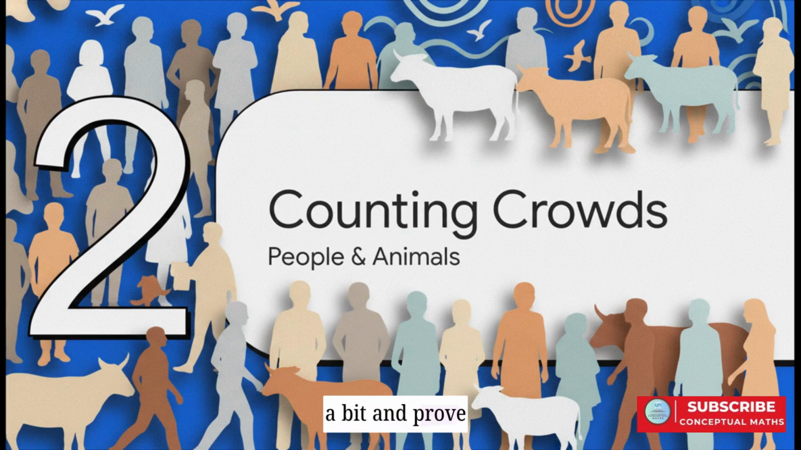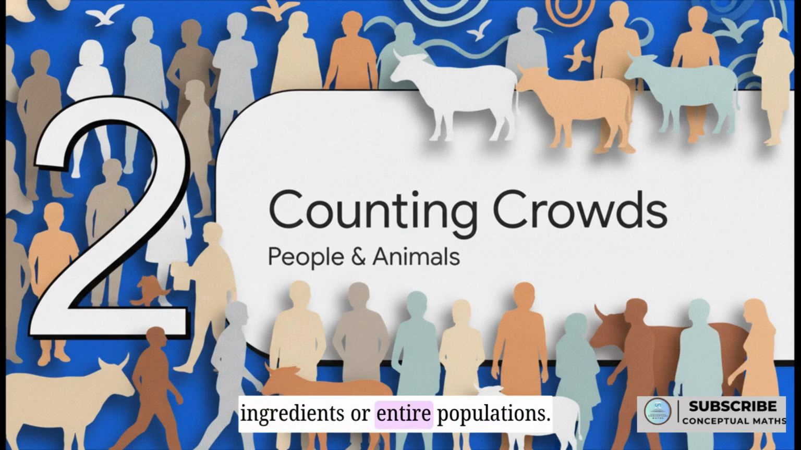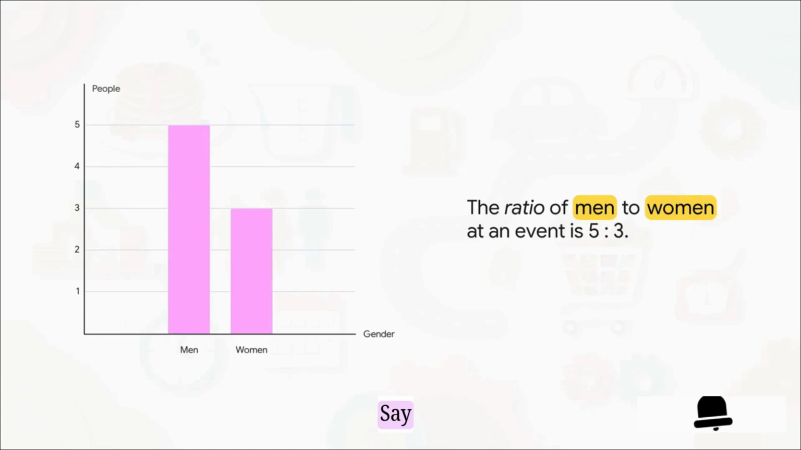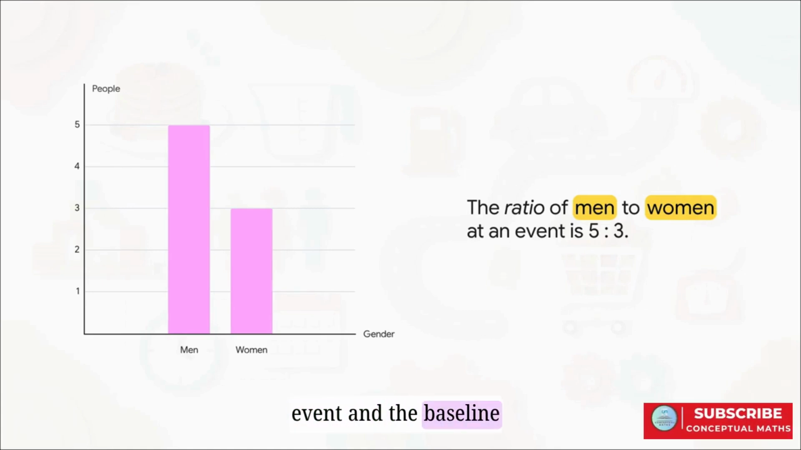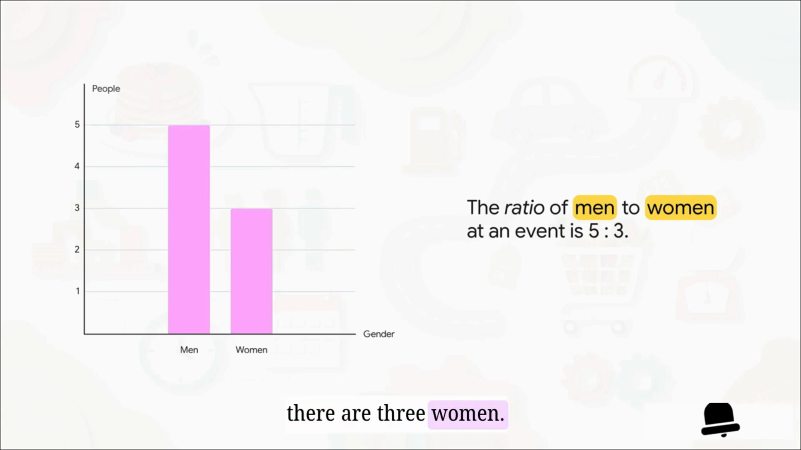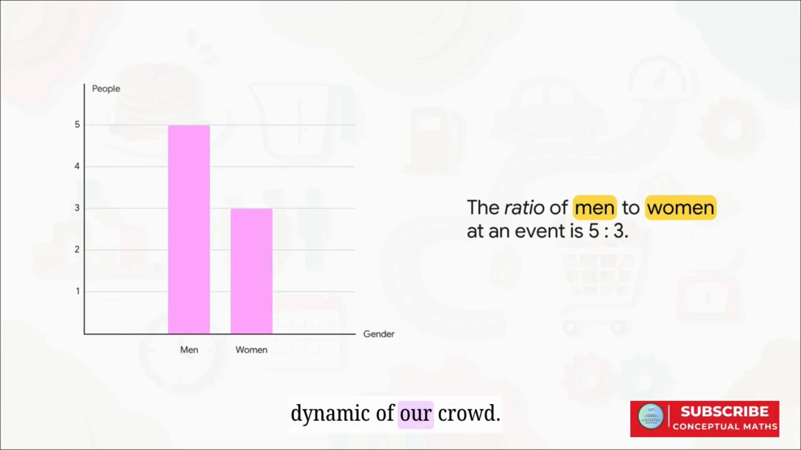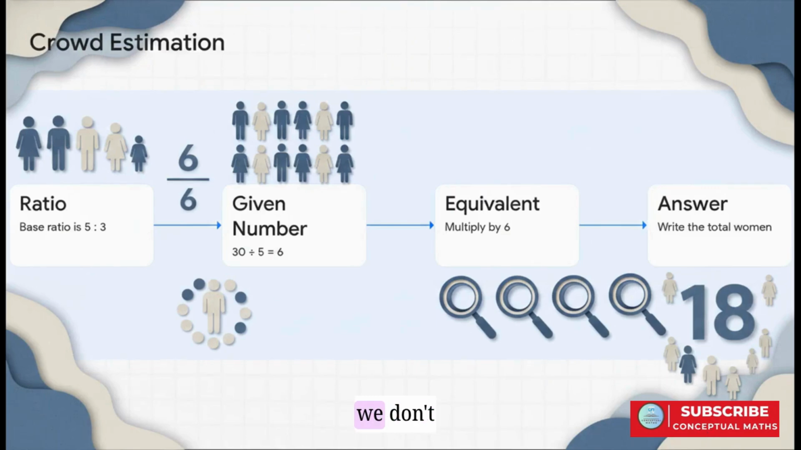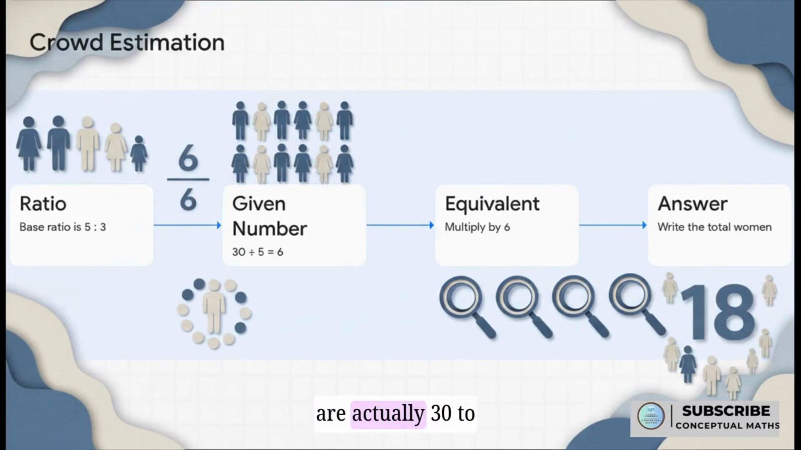Let's escalate things a bit and prove this rule works universally, whether we're dealing with baking ingredients or entire populations. Say you're at a local event, and the baseline ratio of men to women is 5:3. So for every 5 men walking through the door, there are 3 women. That's the established dynamic of our crowd. But wait, we don't just have 5 men, we're told there are actually 30.